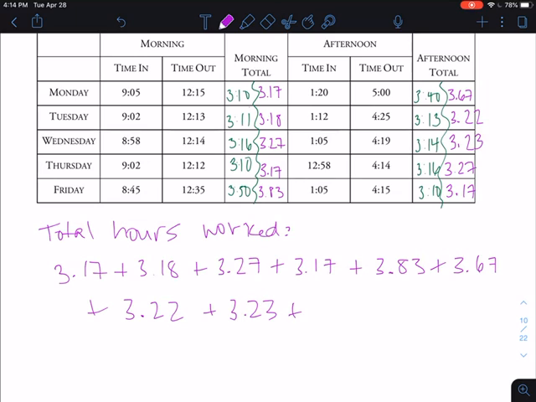Okay, so I'm just adding all of her morning hours up with her evening, if you will, hours. The afternoon, I guess, is a better word, hours. So I'm just going to add them all up. There we go. And I'm just plugging them into my calculator. So 3.17 plus 3.18 and so on. So it's going to take me a second. You should try it on your own as well. We're going to see if we get the same number.